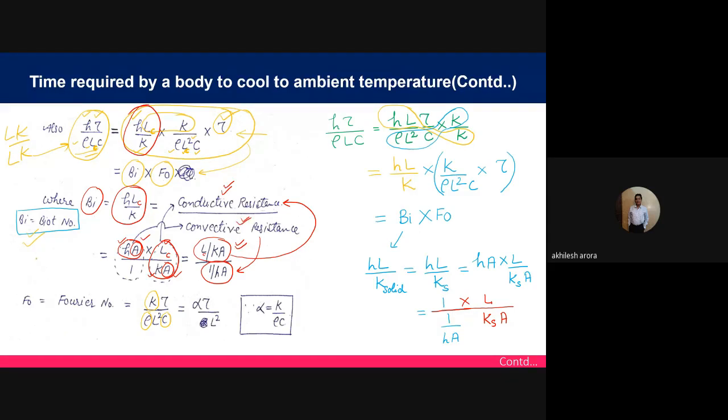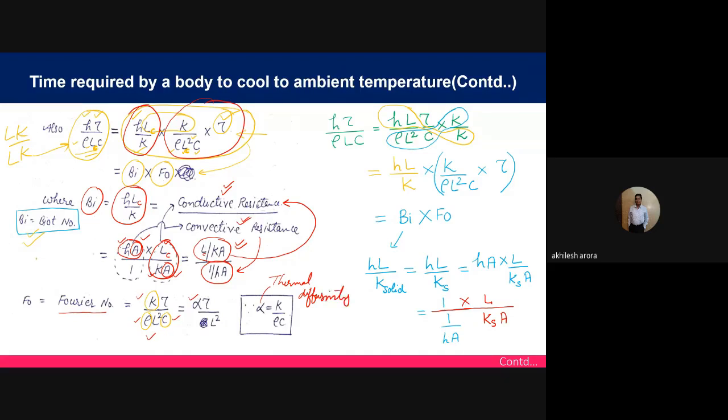And Fourier number, what is Fourier number? Fourier number is this term K tau over rho L square C. And if you see here K over rho C, that is known as alpha, and alpha is thermal diffusivity.